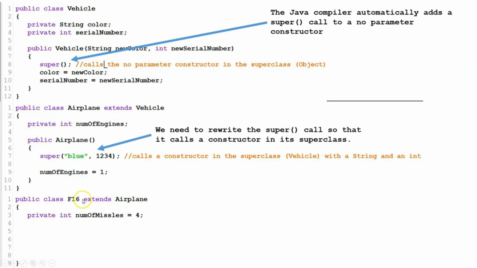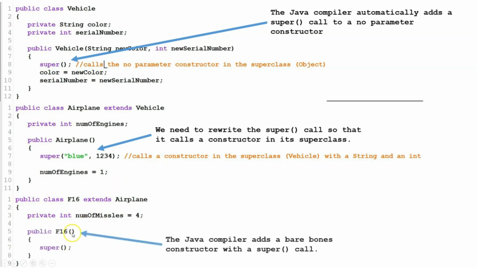Let's look at the F-16 class. This one has no constructor at all. The Java compiler is going to insert a constructor for us. And here, it inserts a very simple constructor. This simple constructor is going to call the no parameter constructor in the superclass. The constructor in the superclass is no parameters, so this is going to work. Remember, Java only creates a simple no parameter constructor for us if there aren't any other constructors in the class.